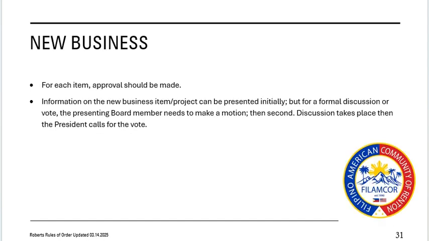New business. For each item, approval should be made. Information on the new business item or project can be presented initially, but for a formal discussion or vote, the presenting board member needs to make a motion, then second. Discussion takes place, then the president calls for the vote.